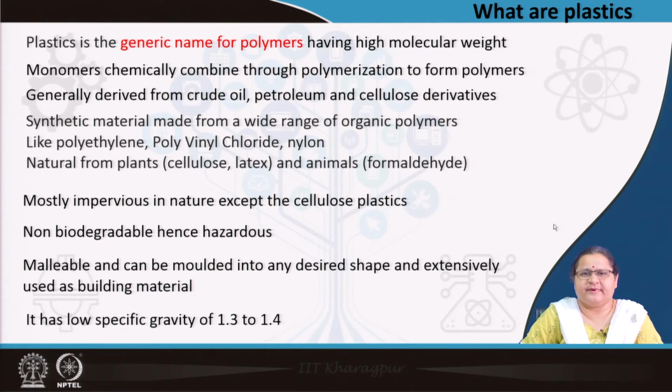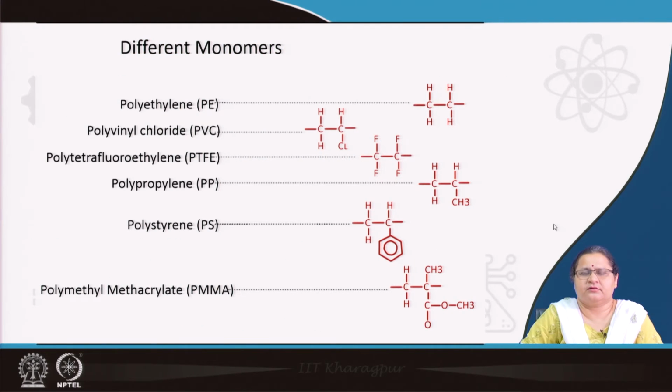After knowing these basic points, we see these are the monomers, where you see polyethylene, which is carbon hydrogen bonding, polyvinyl chloride, which is carbon chlorine and hydrogen bonding, polytetrafluoroethylene, that is carbon fluorine bonding, polypropylene, where you see it is again carbon hydrogen bonding, polystyrene and polymethyl methacrylate.